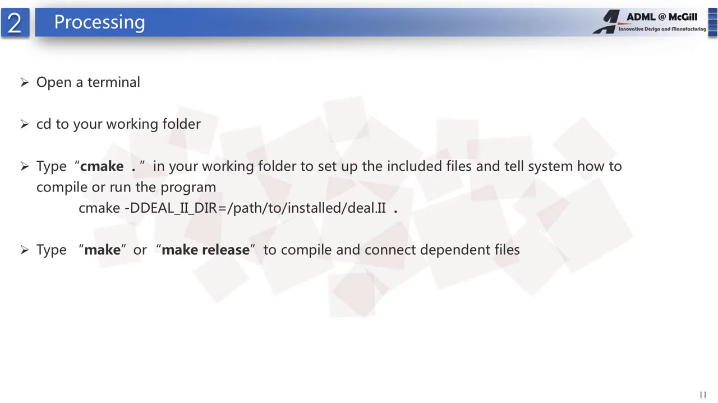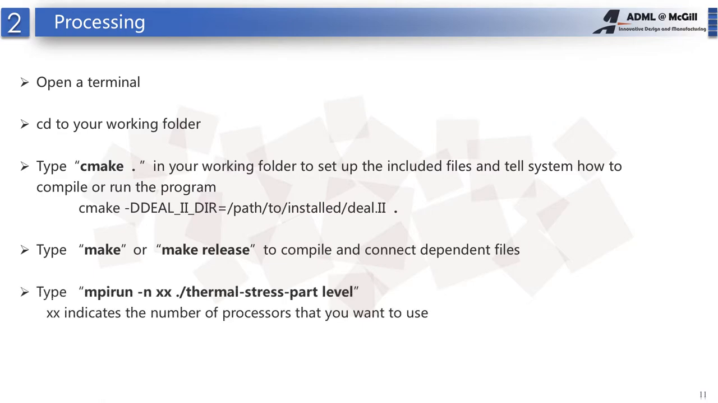If no error occurs, then it will be a good idea to run this program in a released version by typing make release. And finally, we type this command to run your case study. Here, the double X is the number of processors that you want to use for parallel computing.